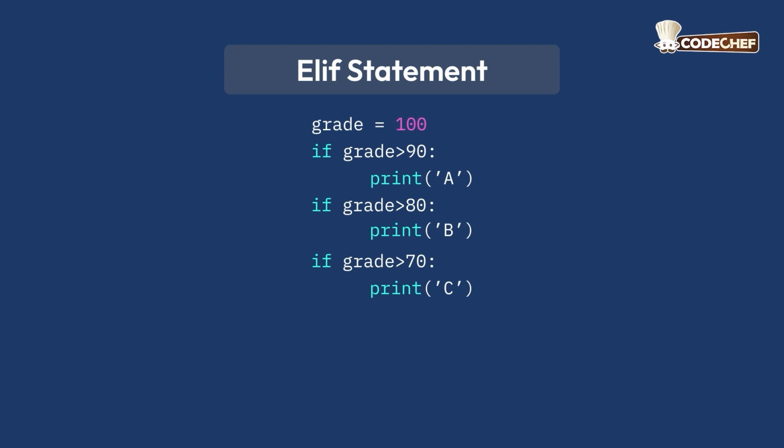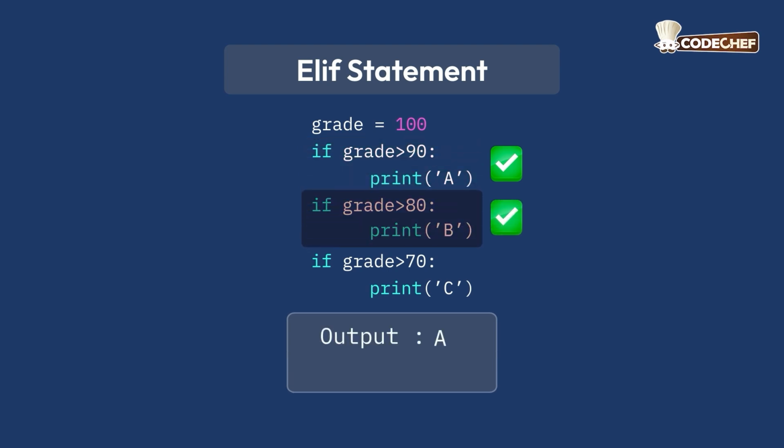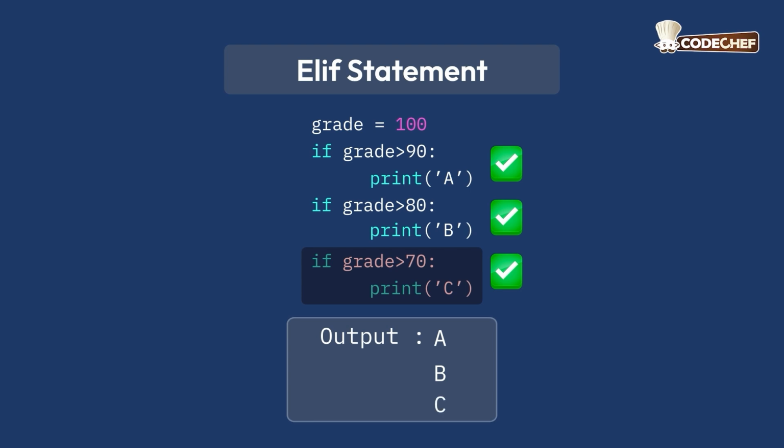Congratulations. In this code, the first condition is true, so it prints A. Now the second condition is also true, so it prints B. The third condition is also true and it prints C as well. So let's see how multiple if statements are different from Elif statements.